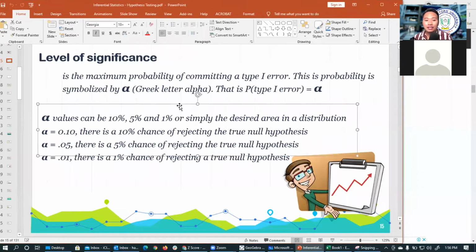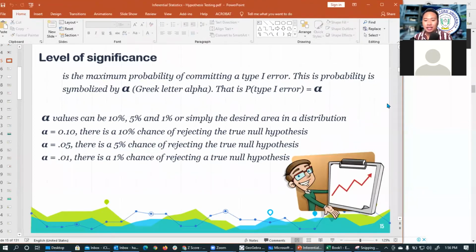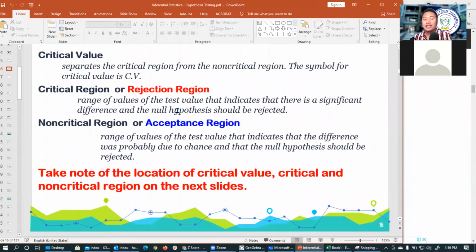Next item is going to be how to get the critical value and the critical region or rejection region, and the acceptance region. I'm not going to discuss more about these words here, guys, but I hope you can read the definitions of these words. Later on, as we go on solving hypothesis testing, we are going to cover these things. Okay? So the critical value, the critical region, and then the acceptance region.